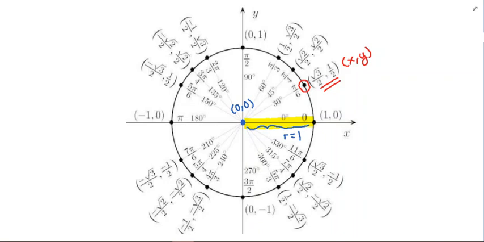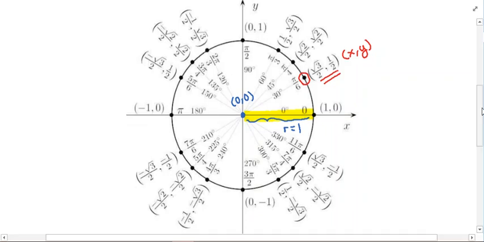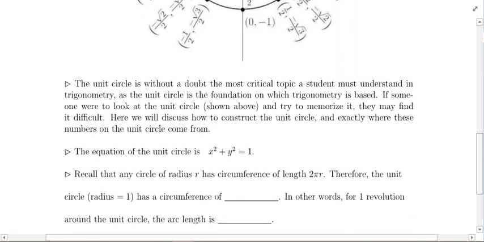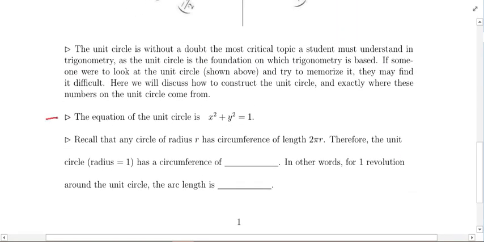All right, so in building these things, I want you to keep some little details of the unit circle in mind. Let's scroll below the circle again and take a look at this particular bullet point. It tells you the equation of the unit circle is x squared plus y squared is equal to 1.